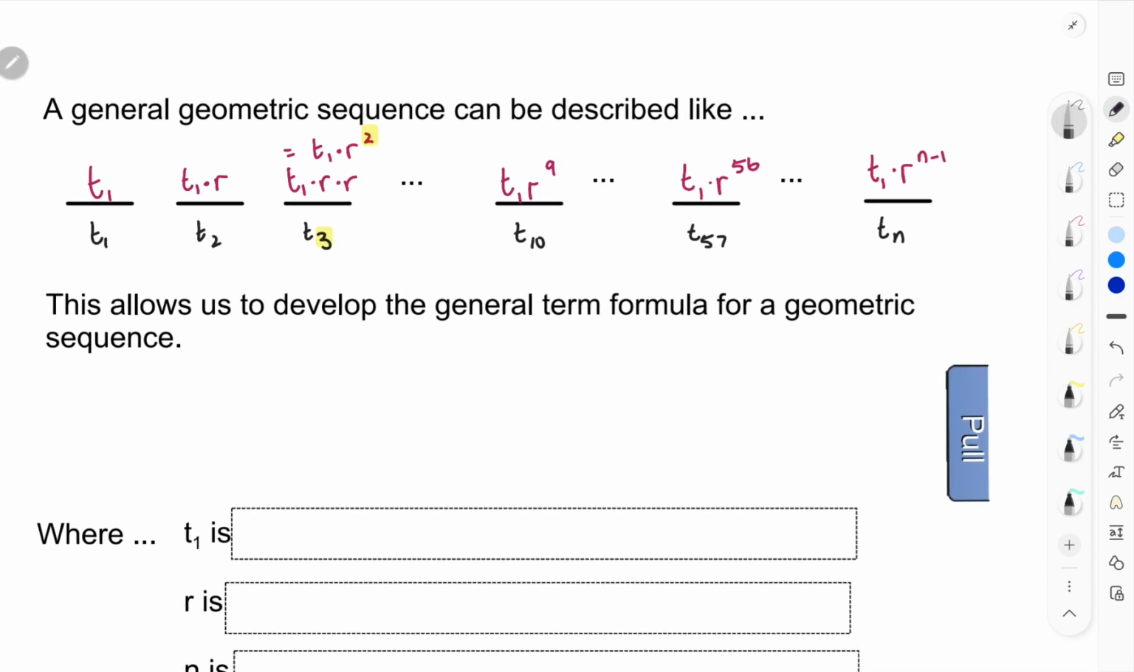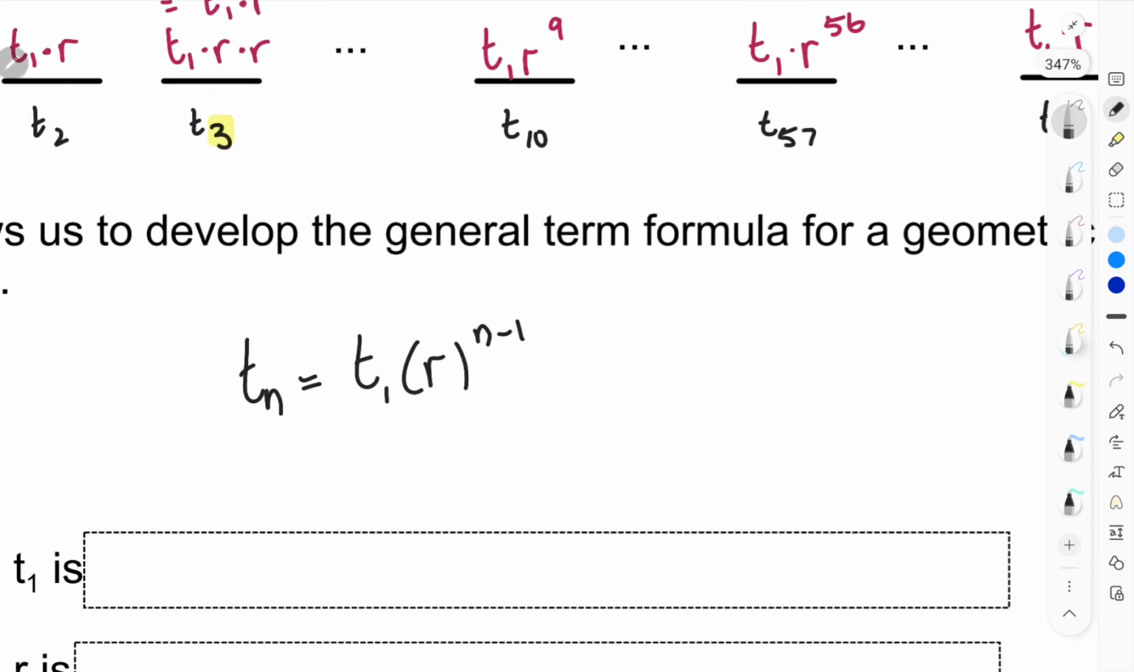So my general term formula is that T of n is equal to T of 1 times R to the n minus 1. Keeping in mind all of those orders of operations, right, where exponents have to happen first and then multiplication can happen. It's T times that. The power is not on the T, it is on just the R.